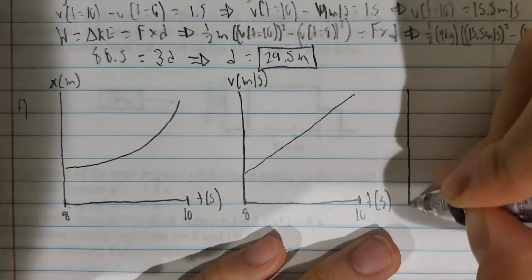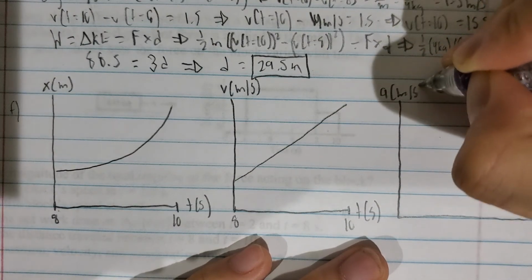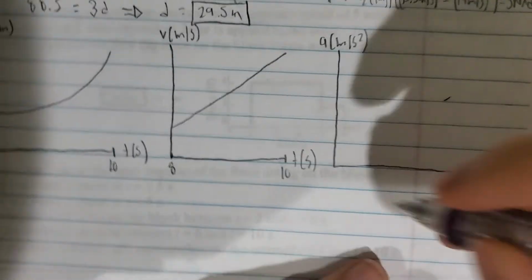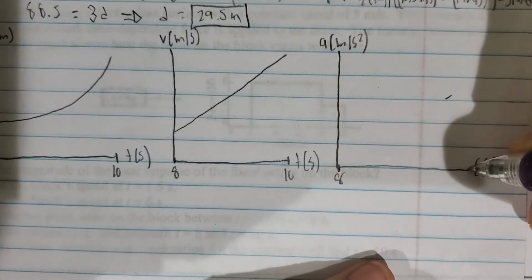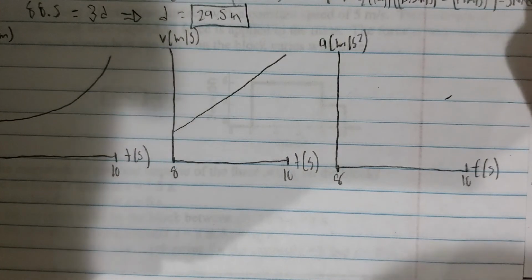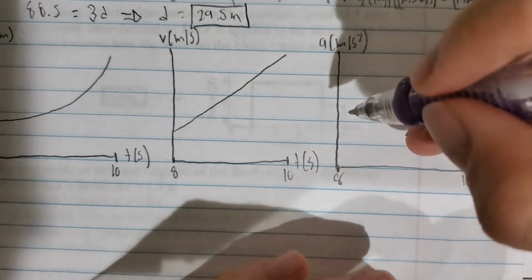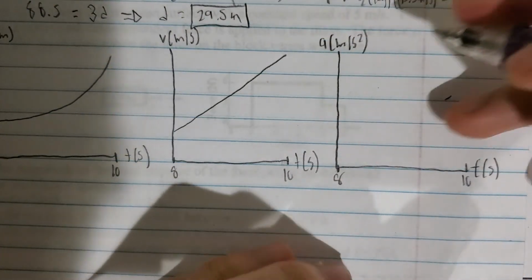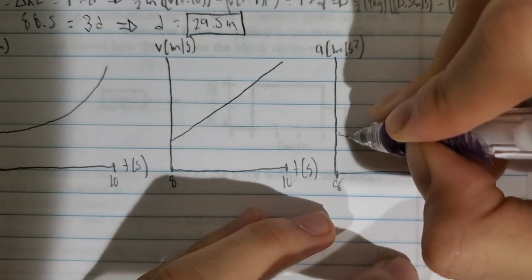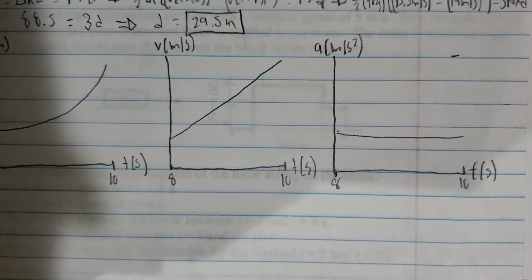Now for acceleration, in meters per second squared, and this is t in seconds from 8 to 10. As I said before, acceleration is constant. That means it's going to be a straight horizontal line. It's not increasing like velocity, so it's just going to be a straight line right here. And that's it.